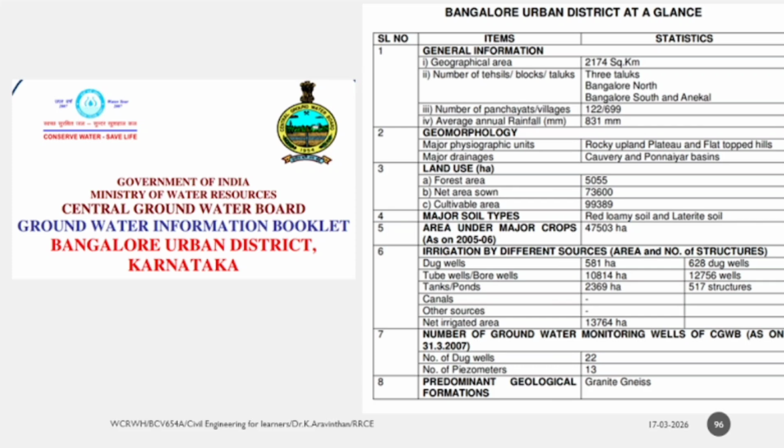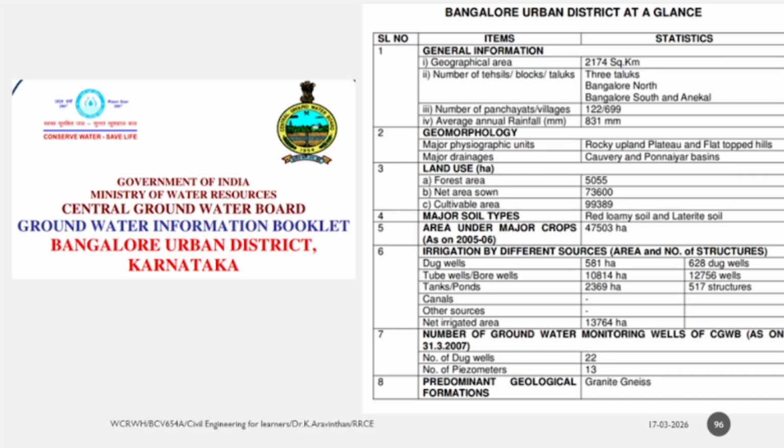628 dug wells. Dug well and bore well are different. Bore well is made by a machine, which drills a small pipe. Dug well is a large one which they construct near the house or near agricultural land. In Bangalore, 628 dug wells are there. How many bore wells are there, do you know? 12,756 bore wells are there.